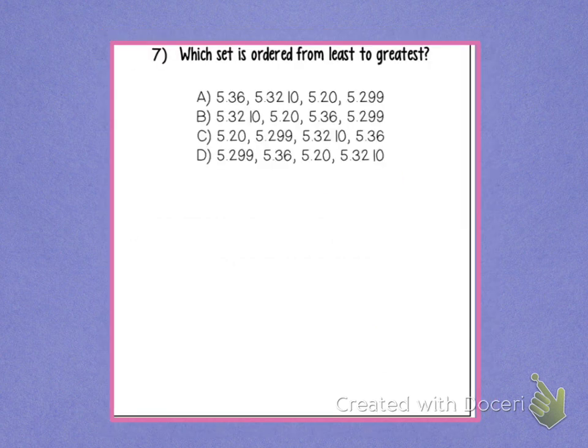Okay. Number 7, which set is ordered from least to greatest? So here's the strategy on this one. You are going to stack all the numbers, and I would just pull from the first set of numbers and then ignore all the answer choices. So I'm going to line up all my numbers. So that was this first number right here.